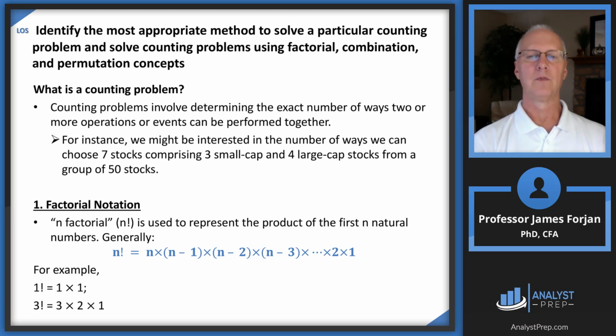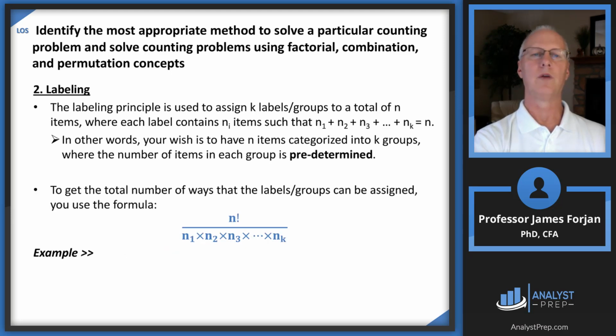So there are several of these ways to count, using factorial, combination, and permutation concepts. Factorial, I think I learned this back in the 8th grade, if I remember correctly. All we're doing, n factorial simply means the product of the first n natural numbers. So n factorial is n times n minus 1 times n minus 2, etc. And so 1 factorial is 1, and 3 factorial is 3 times 2 times 1.